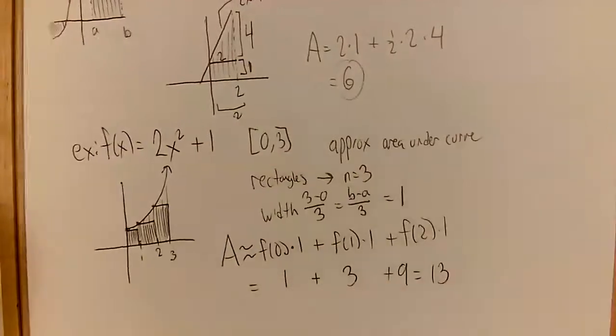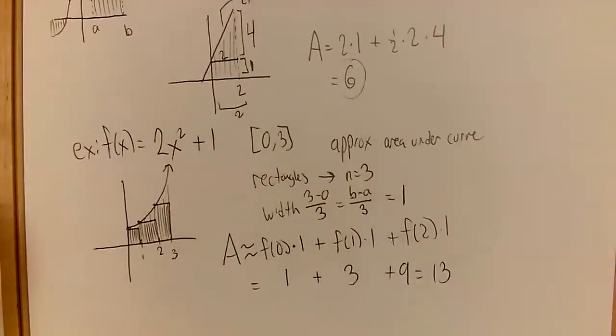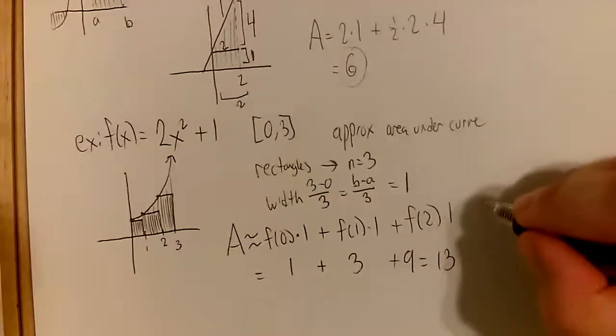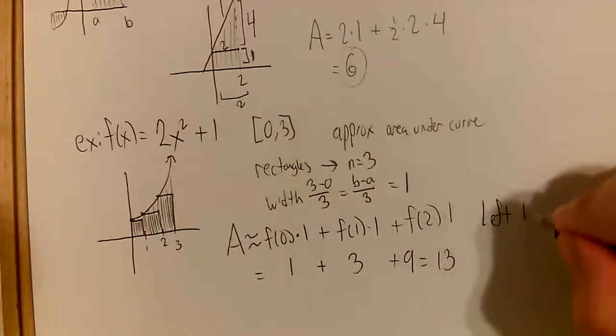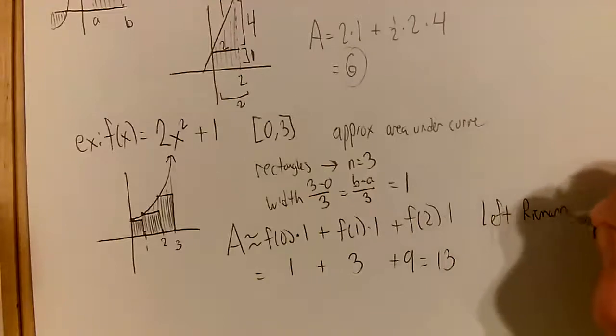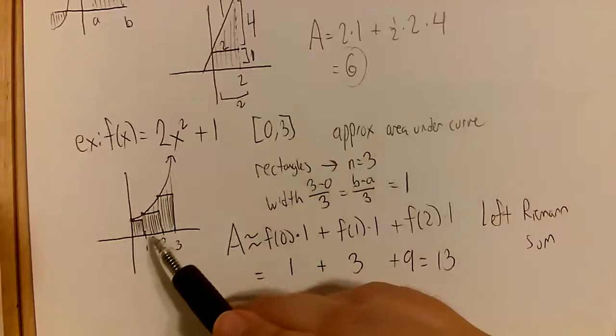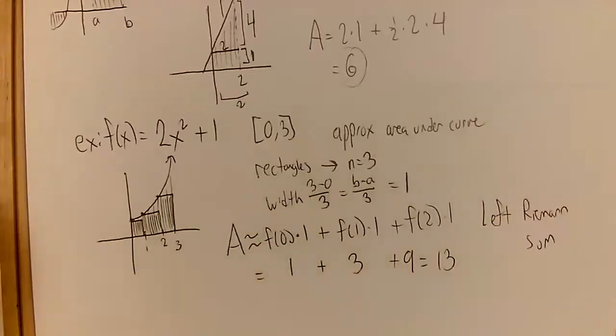So our approximation for the area under this curve is 13, but in all likelihood, it's going to be a bit bigger than that because as we can see from this picture, we're underestimating. Now, this is called a left Riemann sum, because for each interval where we have a rectangle, we're using the left-hand endpoint to give us the height of our rectangle.